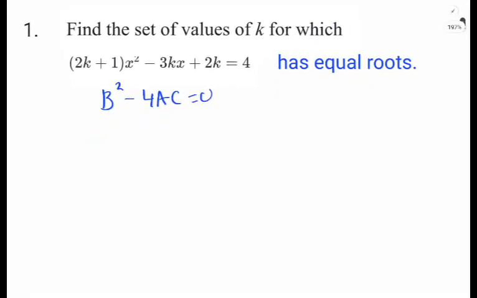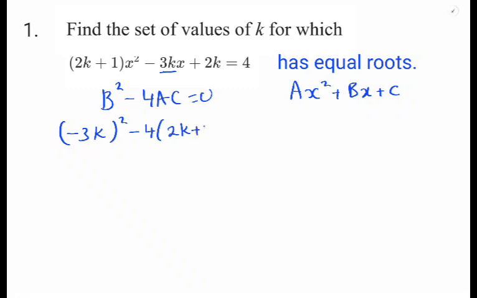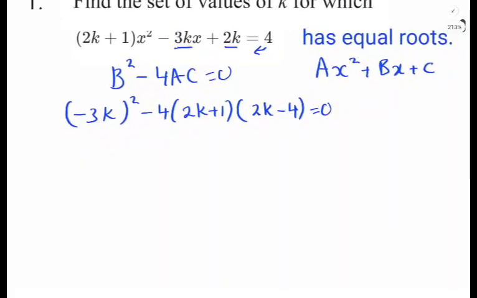So in this case, b is this value here. Like they have ax square plus bx plus c. So in this case, b square is negative 3k, the whole thing square, minus 4 times a, which is 2k plus 1. C is this one, 2k, and this 4, bring it to the other side, so 2k minus 4 equal to 0. Alright, so this is what you're supposed to do.